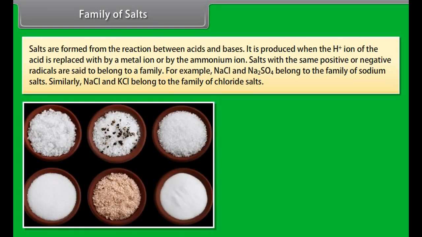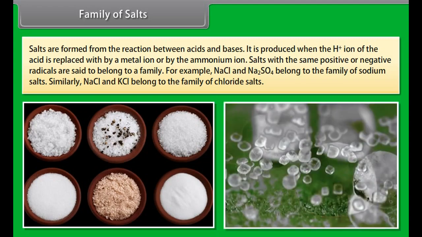Family of salts. Salts are formed from the reaction between acids and bases. A salt is produced when the H plus ion of the acid is replaced by a metal ion or by the ammonium ion. Salts with the same positive or negative radicals are said to belong to a family. For example, NaCl and Na2SO4 belong to the family of sodium salts. Similarly, NaCl and KCl belong to the family of chloride salts.